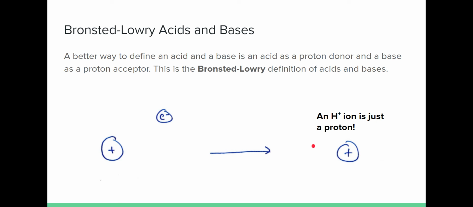This concludes our introduction into the differences between acids and bases. We'll be moving forward into the pH scale in our next lesson.